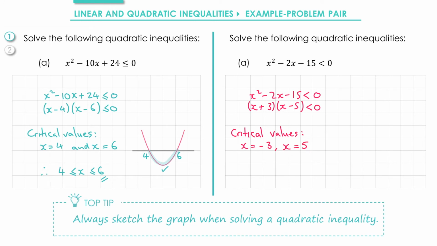Now we'll sketch the graph. Again, we've got positive x squared, so we have a U-shaped parabola, and we'll mark on our critical values of negative 3 and 5. We want the region of the graph where the quadratic is less than 0 again, which is where it's below the axis. This time we have a strict inequality, so we get minus 3 is less than x is less than 5.